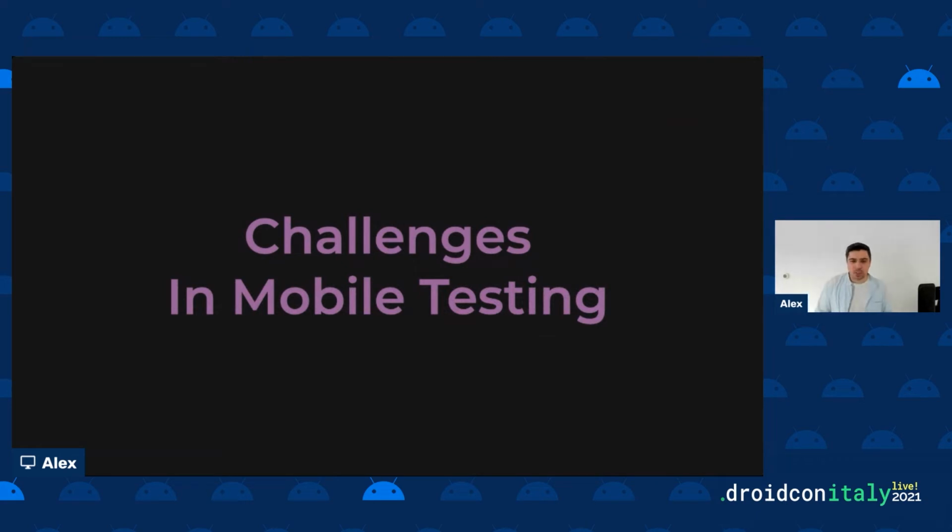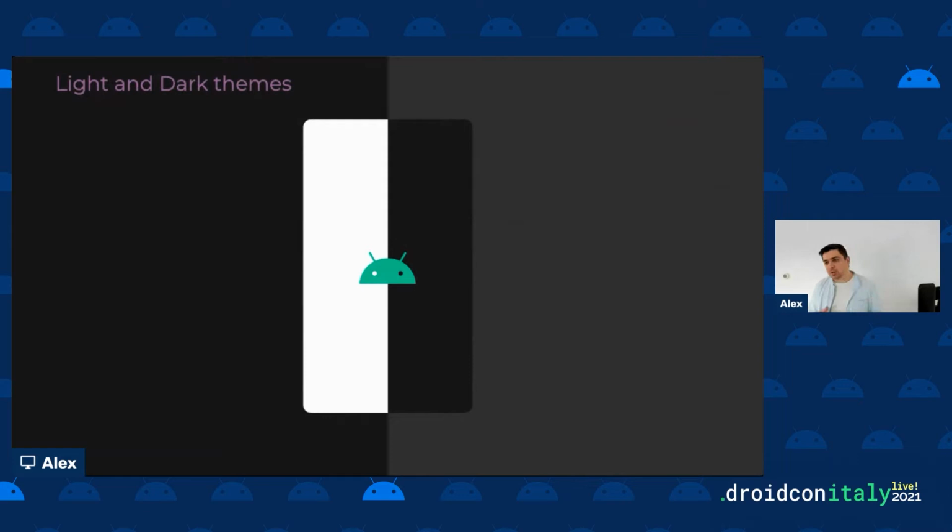And right now I would like to move to the biggest part of this talk, which is the challenges we have in mobile testing. Because mobile testing has some specifics which do not exist at all for, as an example, web testing or desktop testing, and of course backend testing. So first of all, I would like to start with approaches which have some requirement and can be easily solved by pixel perfectness tests or snapshot tests.